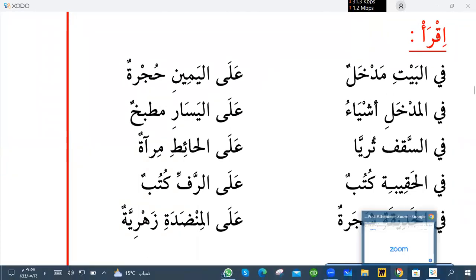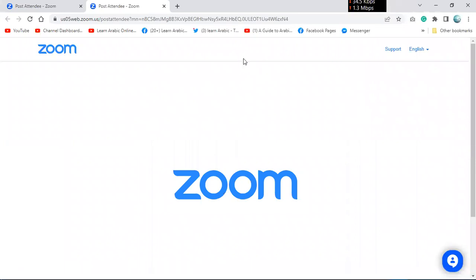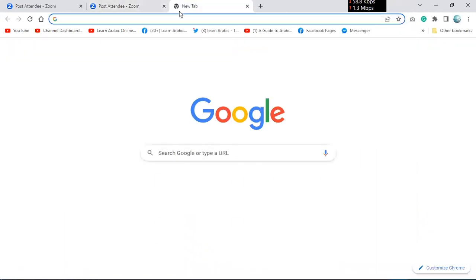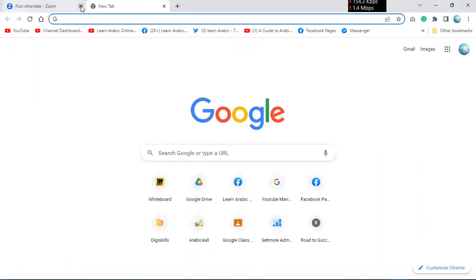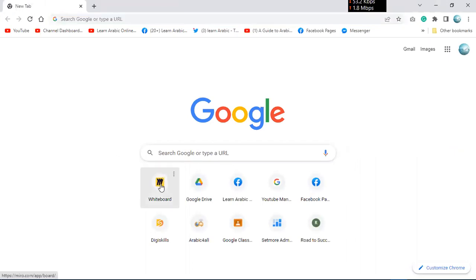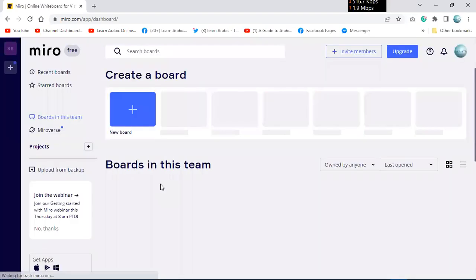If you remember, we studied about Mubtada and Khabar. Can anyone tell me what is Mubtada and what is Khabar? Yes, Ustaz. Yes, what is Mubtada?